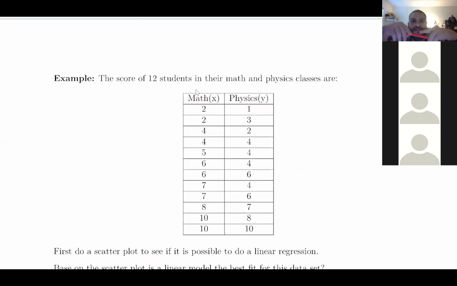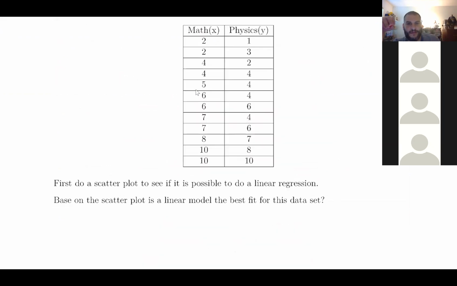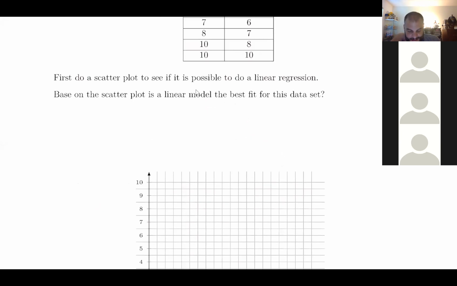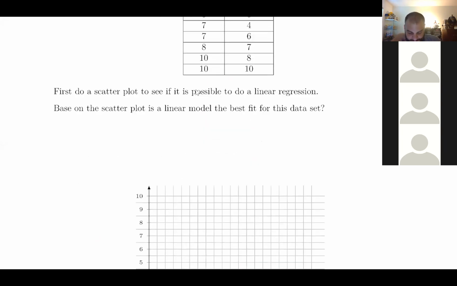For this one, it says the scores of 12 students in the math and physics classes are as follows. If you look, I say math is the x-axis, and physics is the y-axis. So what we're going to do is create a scatter plot. So first, let's create a scatter plot.